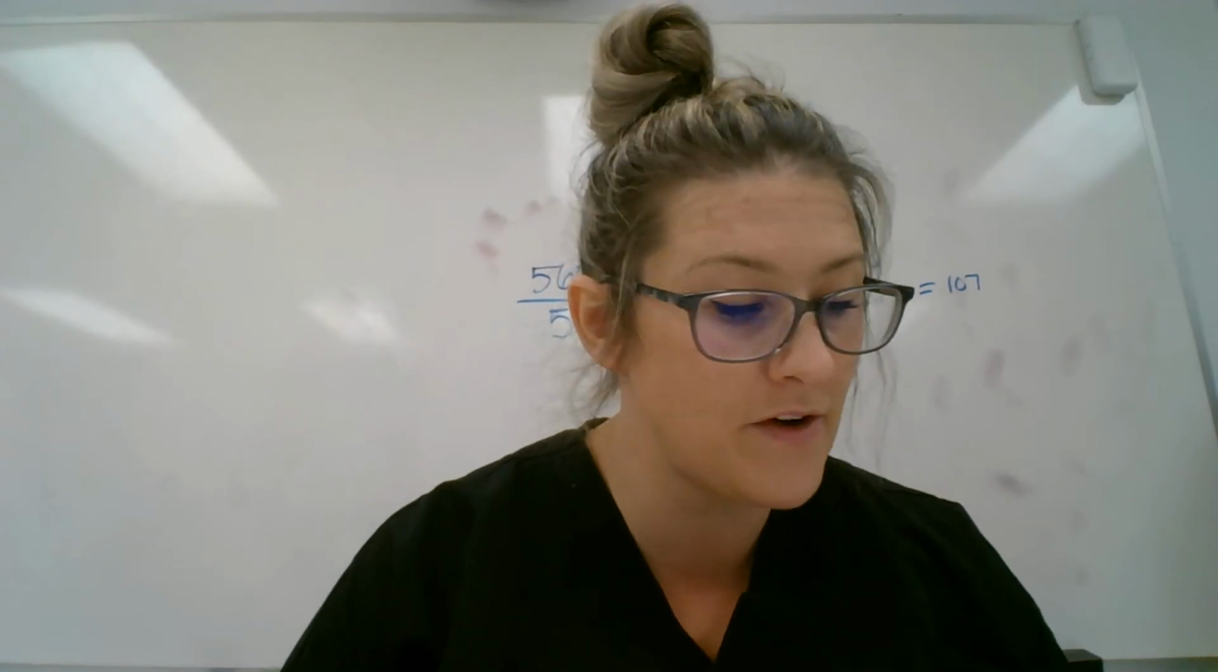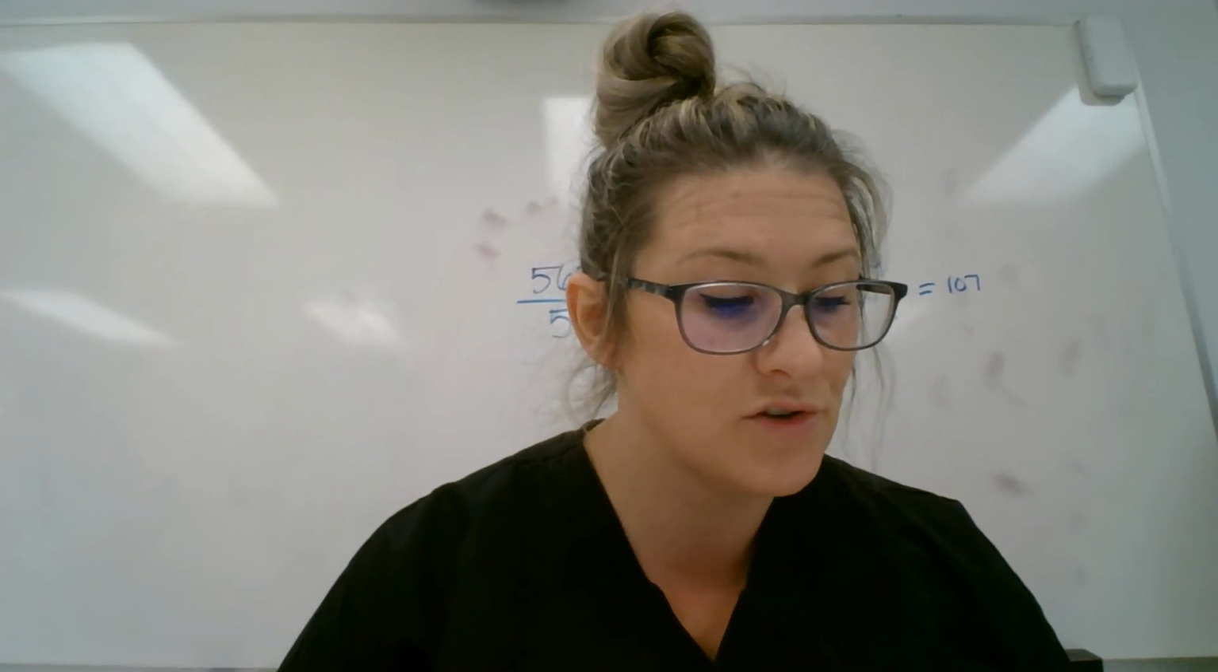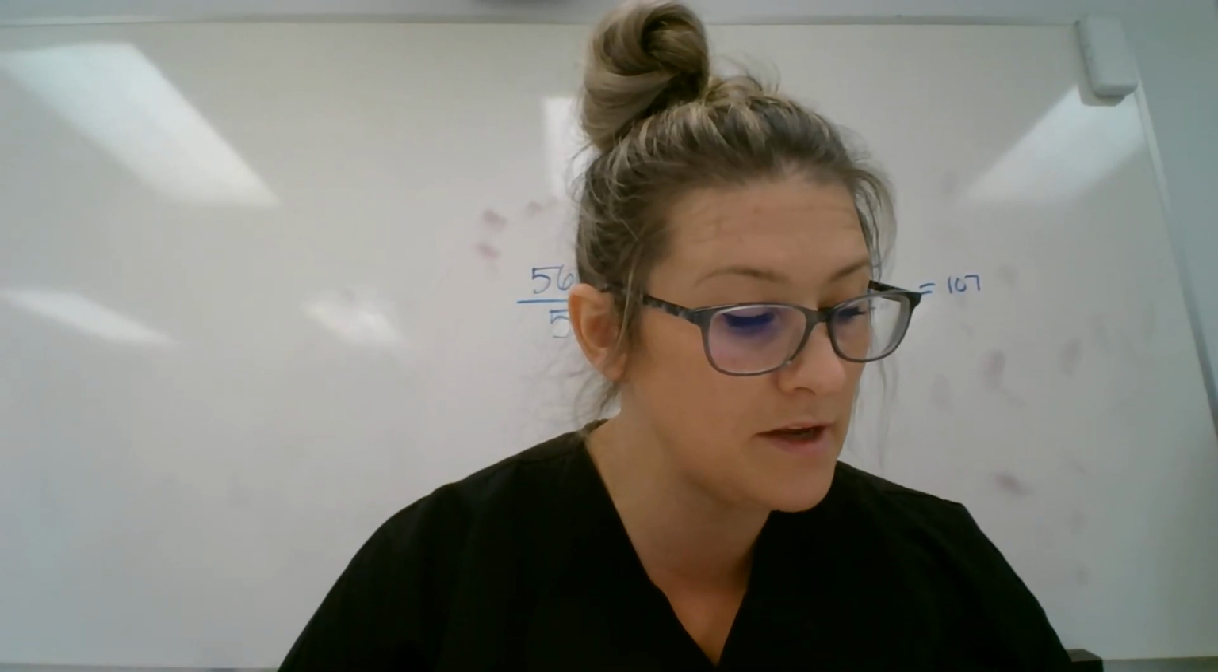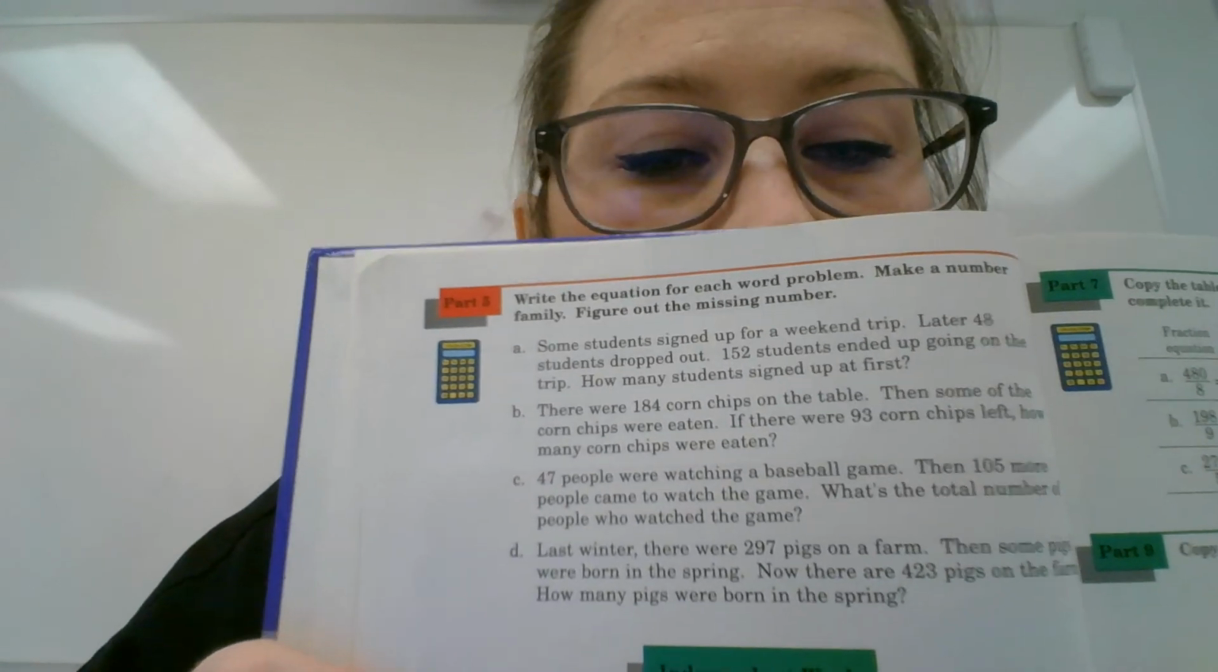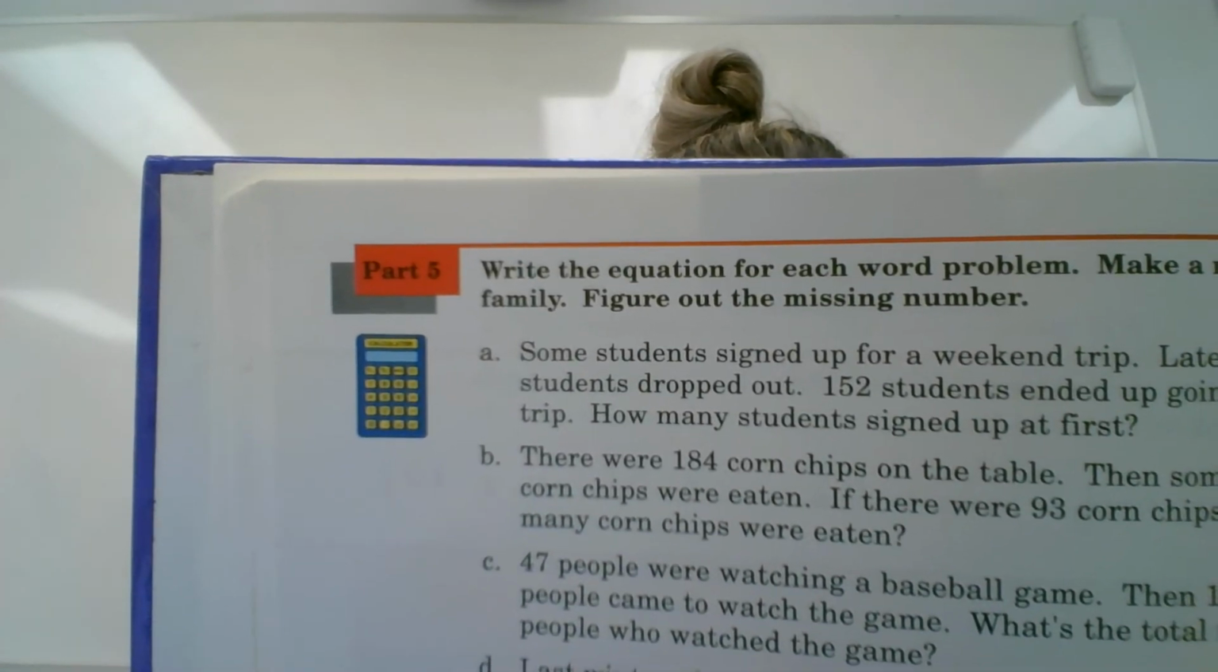Work the problems in part 5. Remember to write the equation, circle the big number, make a number family, and use your calculator to figure out the answer. These are your word problems. Don't forget to have a label so I know what you're talking about.